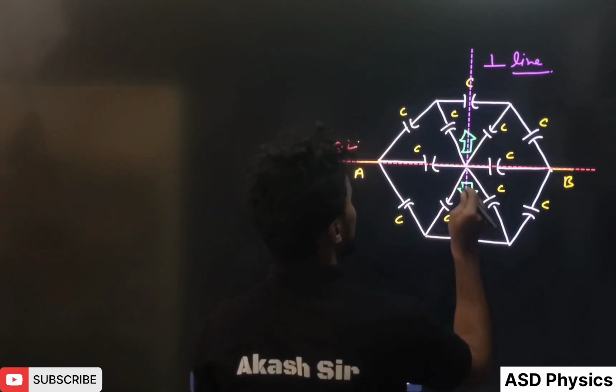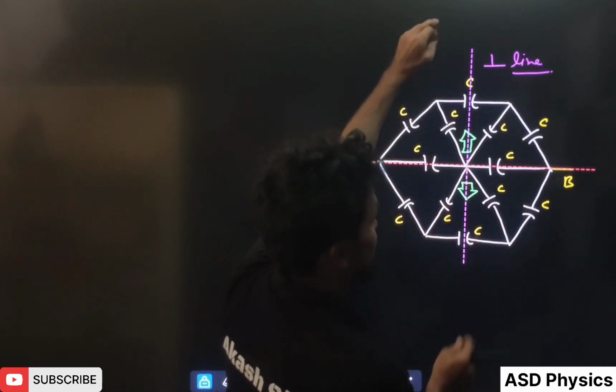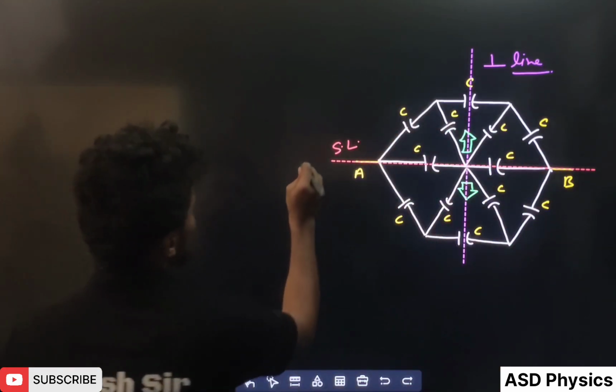Again, how will you remove? You will remove along the line. You can't remove like this. You have to remove like this. This is called the connection removal method.